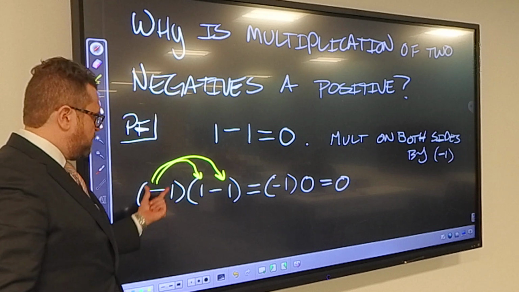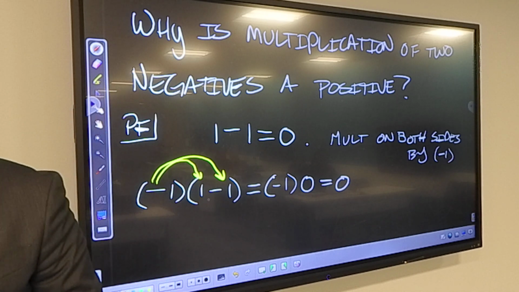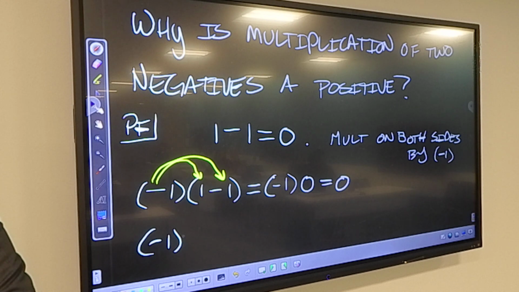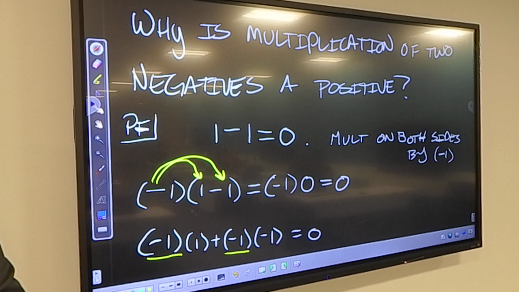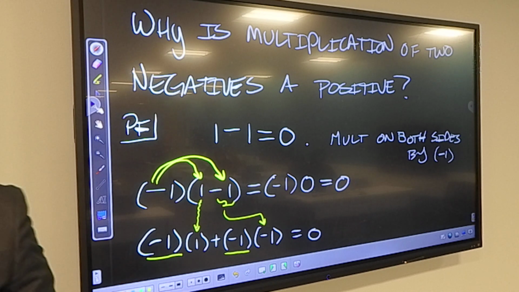The first multiplication with this minus 1 times this 1, here's what that would look like. We have our minus 1, and then it's times the 1. And then you have the minus 1 that we're distributing in times the other minus 1. And it's equal to 0. So the number that got distributed in is here. And then that 1 went there, and this minus 1 went right there. We okay?